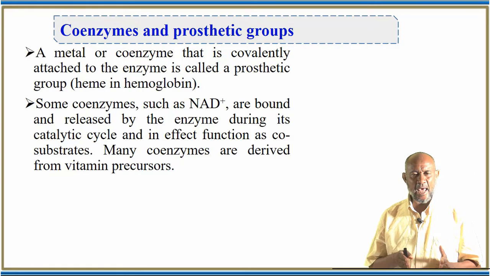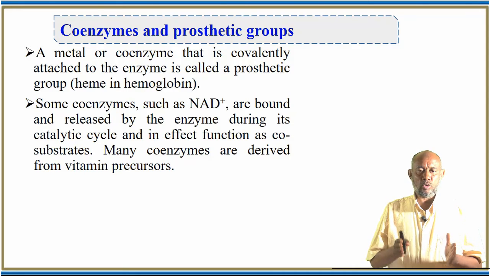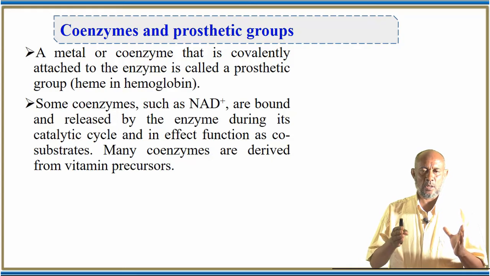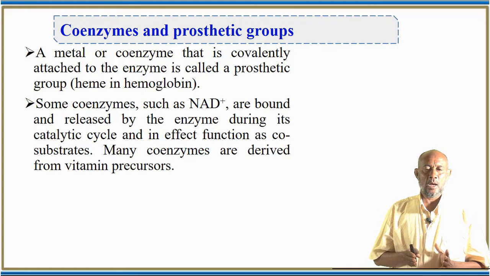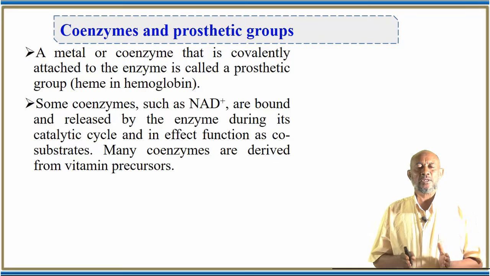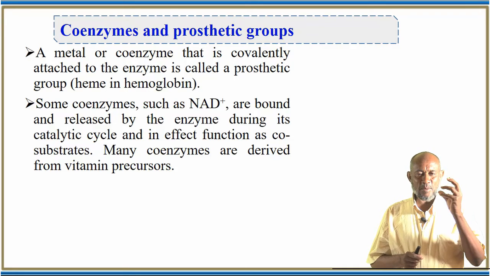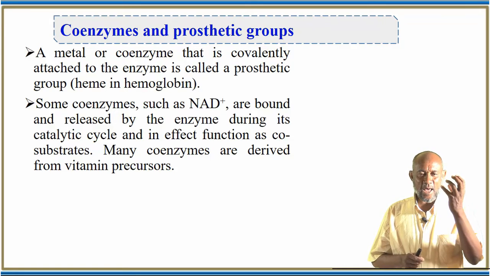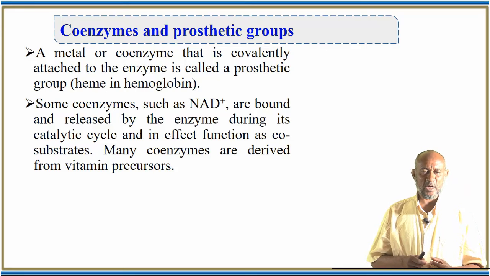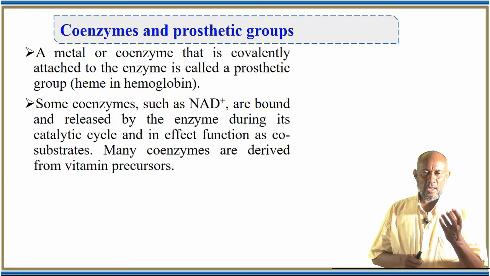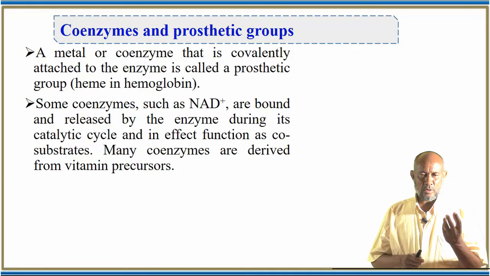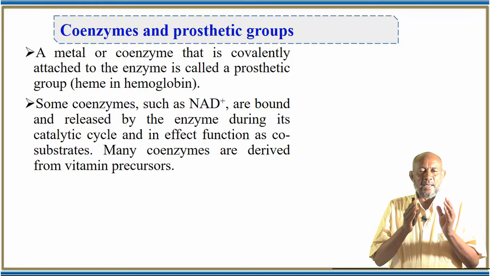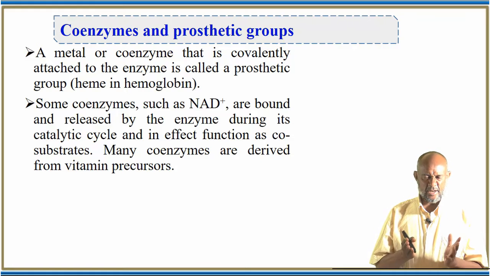Say, for example, the heme in hemoglobin. The hemoglobin molecule is a protein molecule which contains iron. The iron part is said to be the heme part, which is the ferric ion, Fe2+. That makes the blood red.